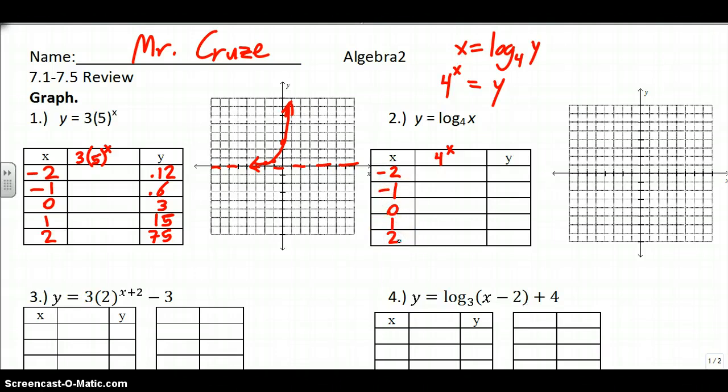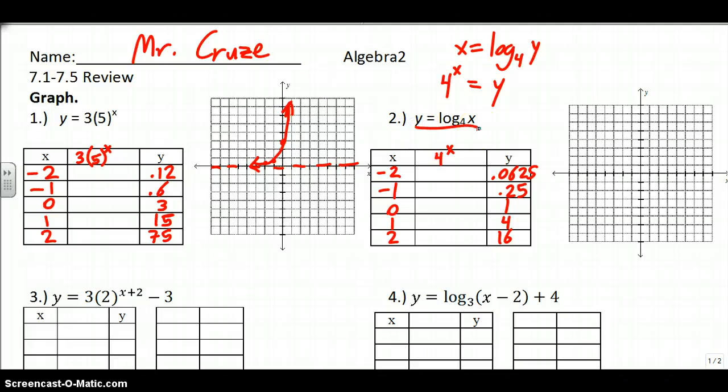You plug them in. 4 to the -2nd, I believe, is 0.0625. 4 to the -1 is 0.25. 4 to the 0 is 1. 4 to the 1st is 4. And 4 squared is 16. But that's not what we're trying to graph. This is the t-table for 4 to the x. We want this t-table.